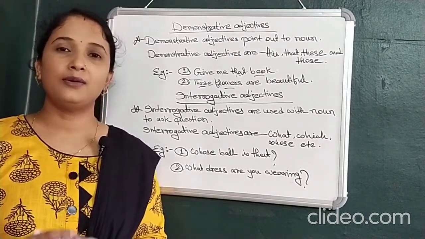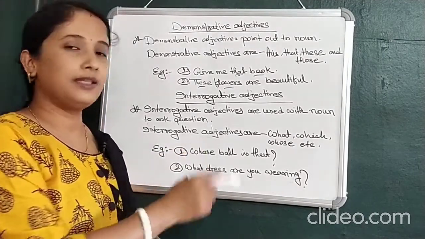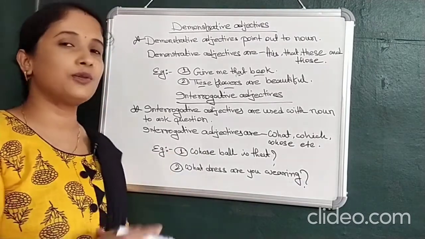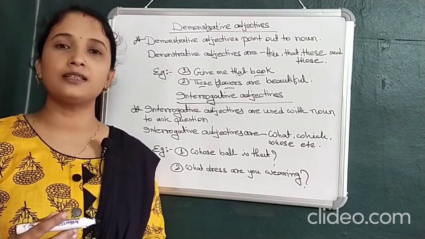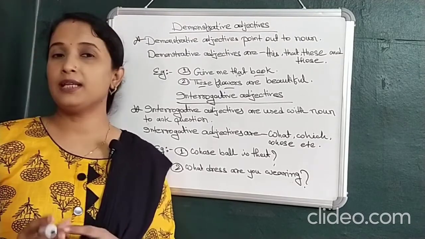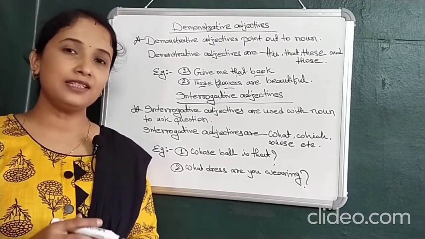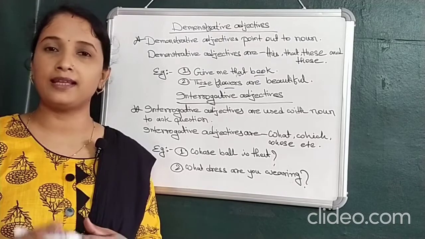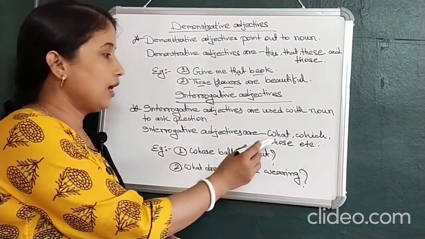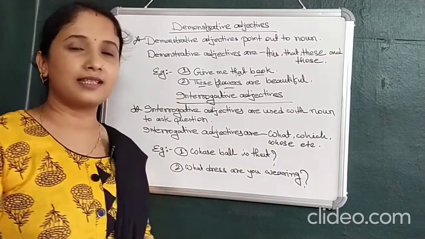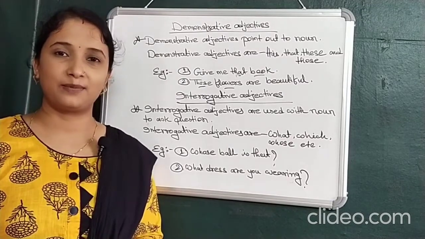Okay. Now interrogative adjectives. Interrogative adjectives are used with a noun to ask a question. So, whenever we ask a question, we put interrogative adjectives. And interrogative adjectives must be followed by a noun or a pronoun. Interrogative adjectives are what, which, whose, etc.